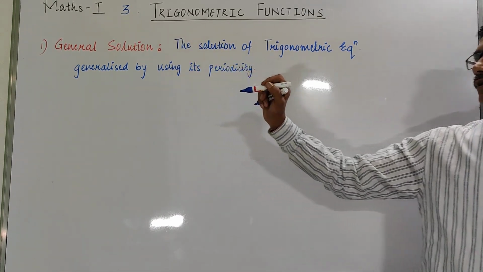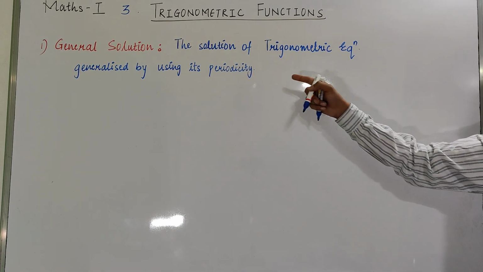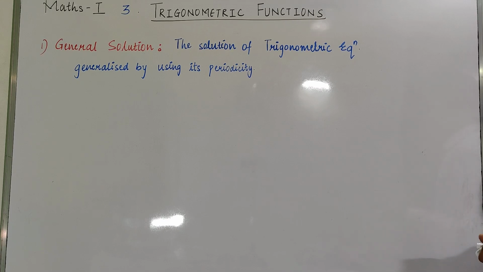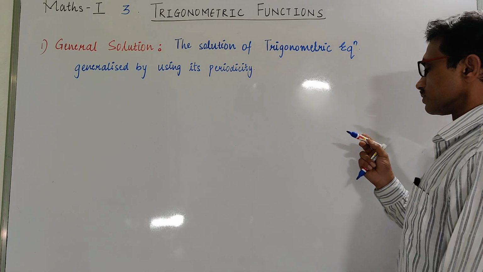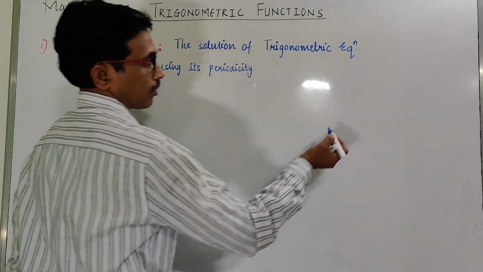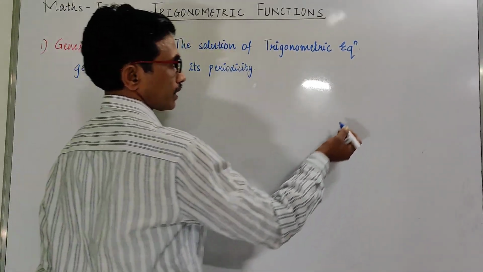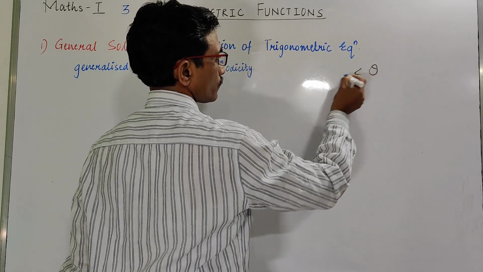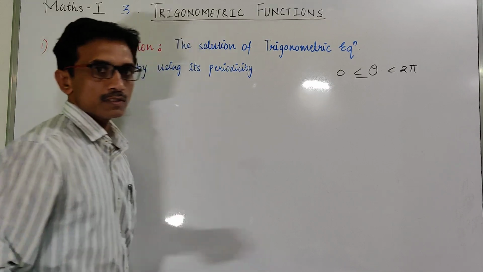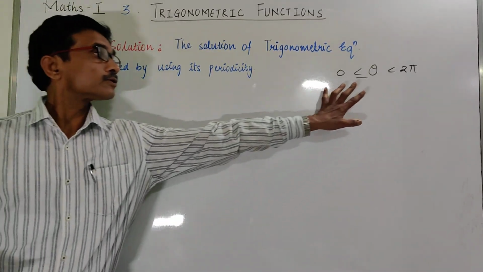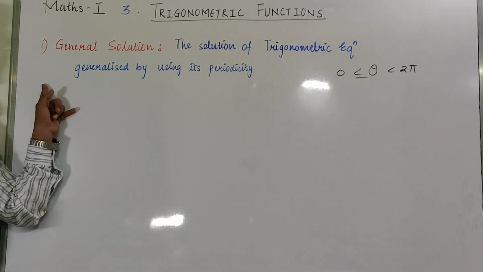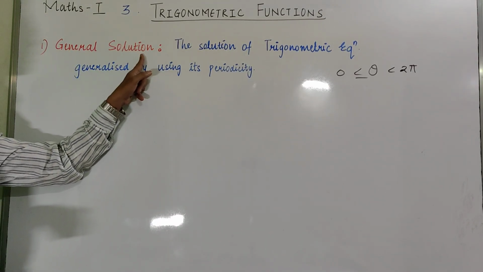Now we are going to start the general solution. So what are the general solutions of the trigonometric equation? We did the principal solution. Principal solution means what? The solution of a trigonometric equation where theta lies in 0 to 2 pi. So that becomes the principal solution. These principal solutions are finite in number. Now we are going to learn what the general solutions are.